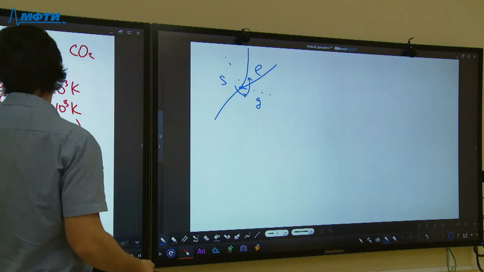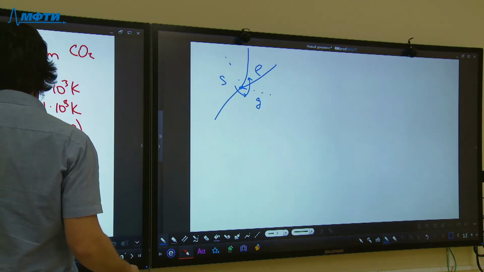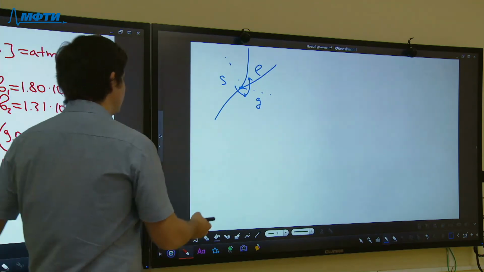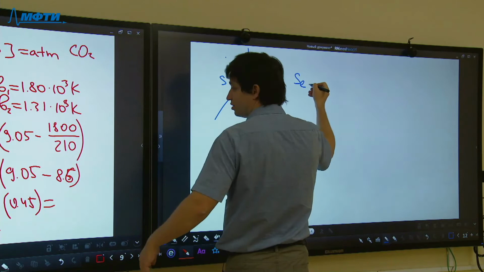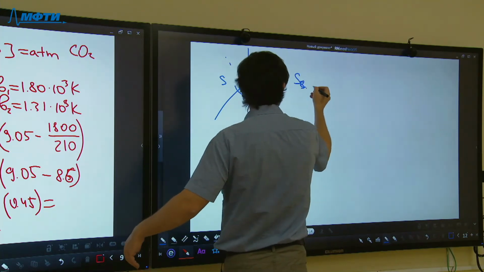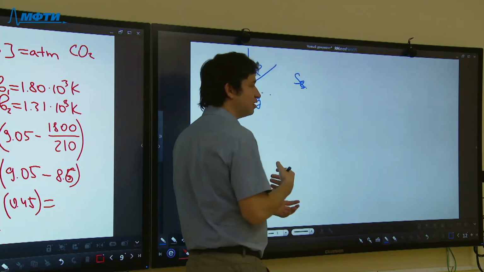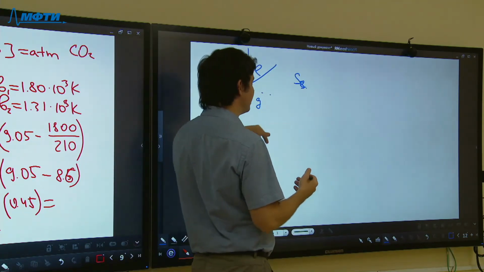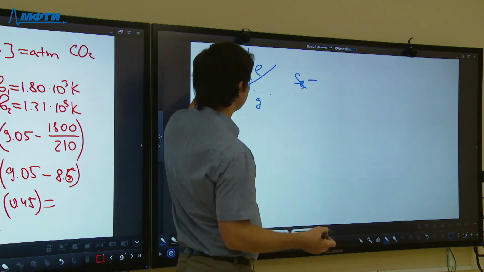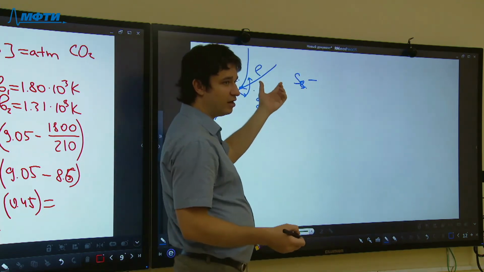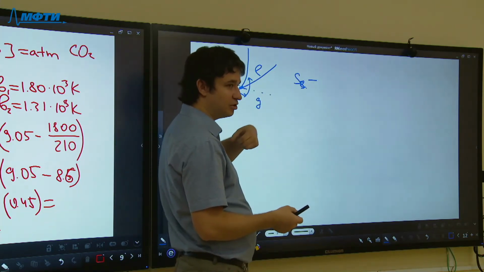So in the first process, I would need to spend the amount of heat of sublimation, the specific latent heat of sublimation S, in order to convert 1 gram of solid into 1 gram of gas. But if I convert 1 gram of gas into 1 gram of liquid, I don't need to spend any heat. I actually get something in return.